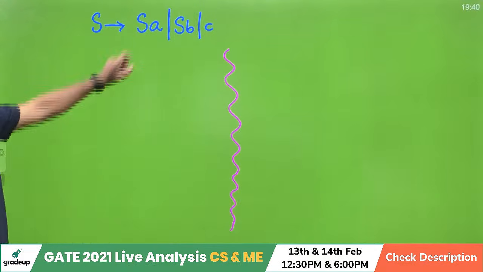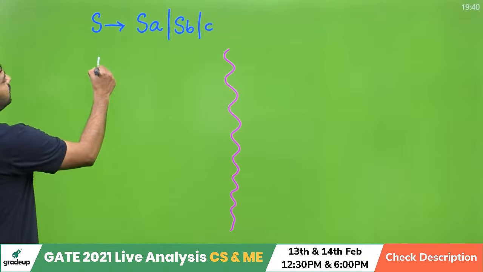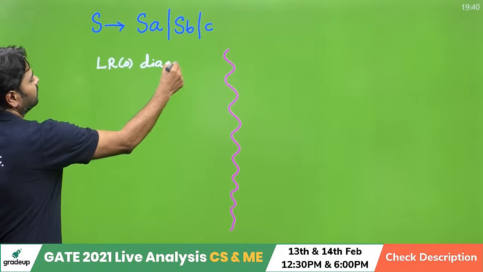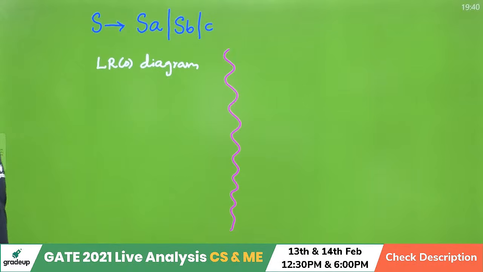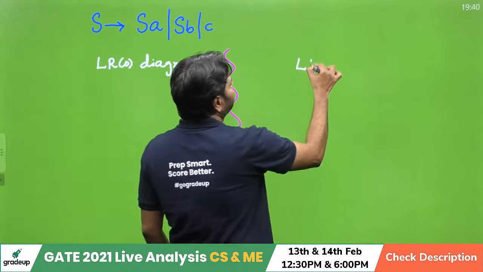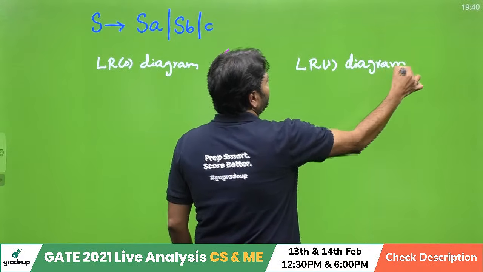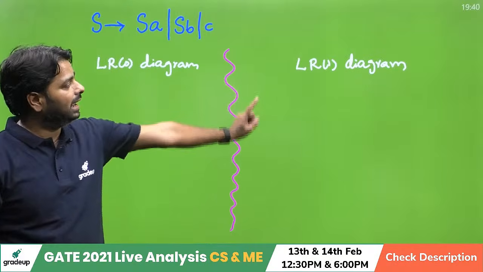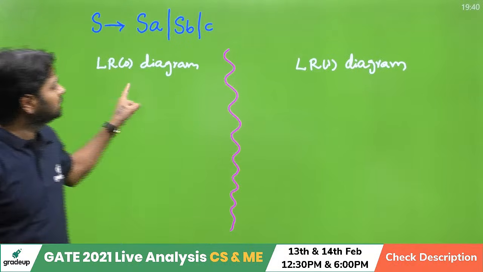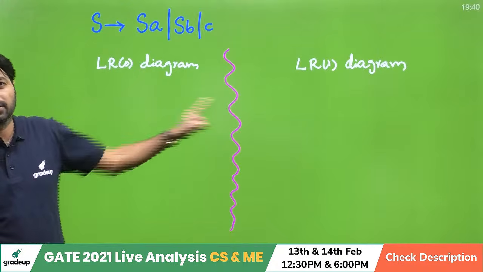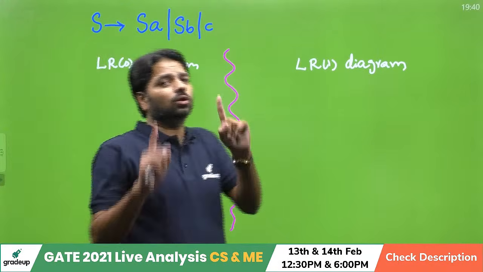Okay, now look at this question. If you are going to draw the LR0 diagram, you can answer two things: LR0 you can answer, SLR1 you can answer. If you draw the LR1 diagram, you can answer LALR1 and CLR1, because LR1 items will help you for CLR1 and LALR1. LR0 items will help you for LR0 and SLR1. So it is your choice which one to draw. Depends on the option only you are going to decide.